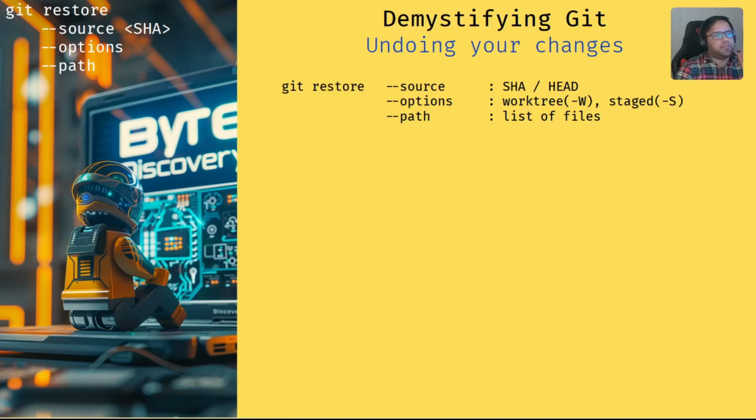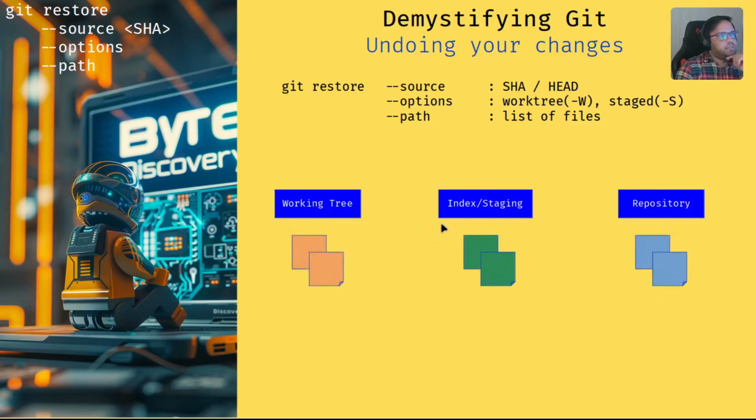The first one is source, which is head or SHA commit if we know it. Next one is options, which are again optional, and it could be either the work tree or the staged with the -w or -s flag. If -s is provided, then updates are taken from the head. Otherwise, it's taken from the index. And finally, we have the path, which is the list of the files that should be restored. Let's visualize this.